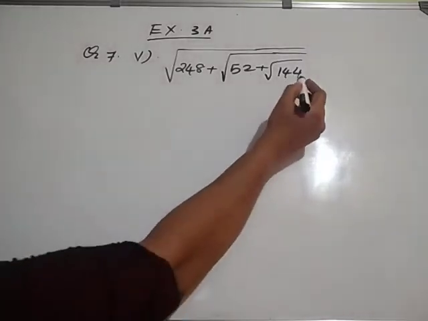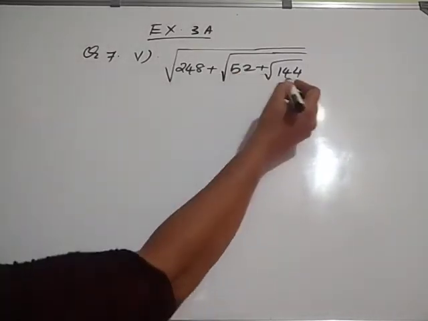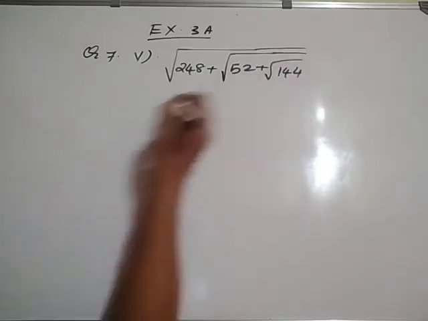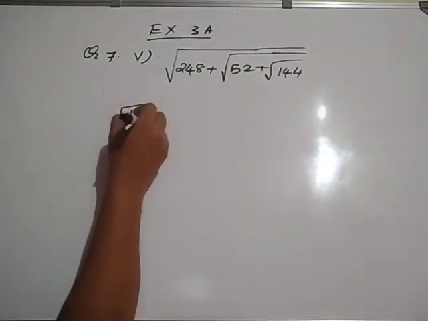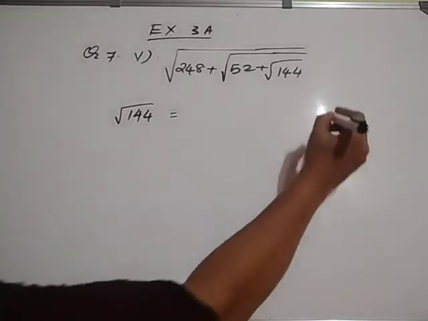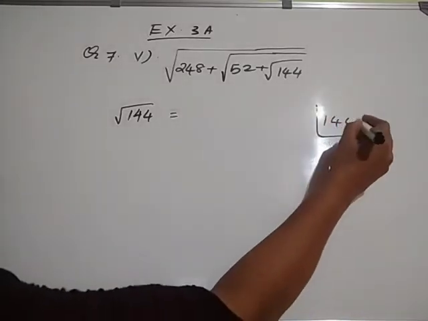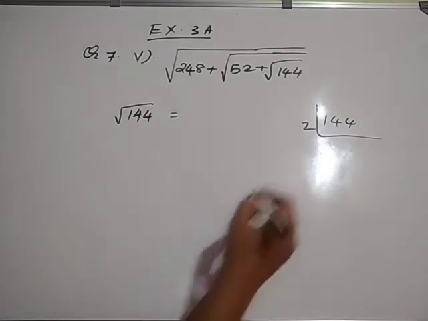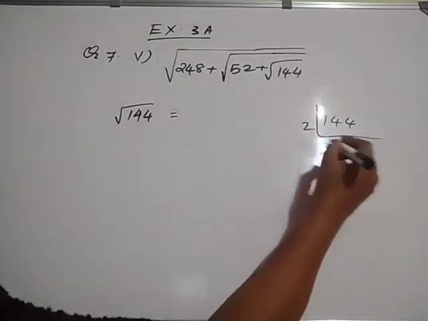First, we have to start with the inner square root. Innermost one is this one, square root of 144. What is square root of 144? We can do prime factorization and find out. It's divisible by prime number 2. 2 7s are 14, 2 2s are 4.